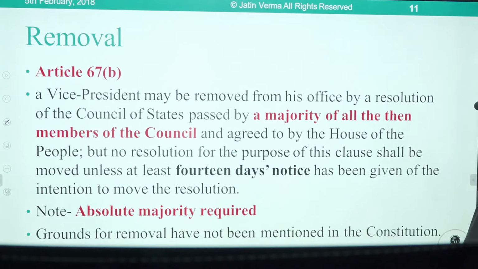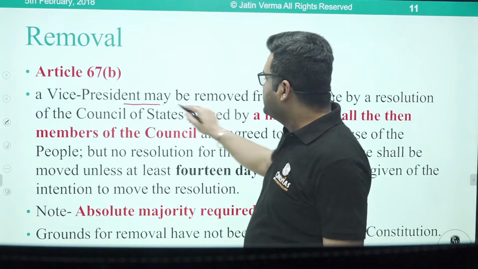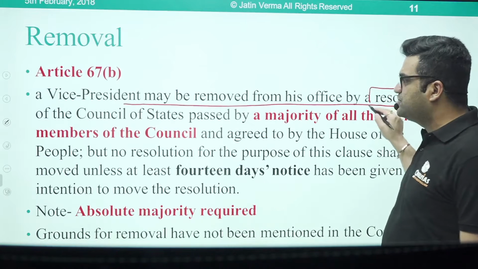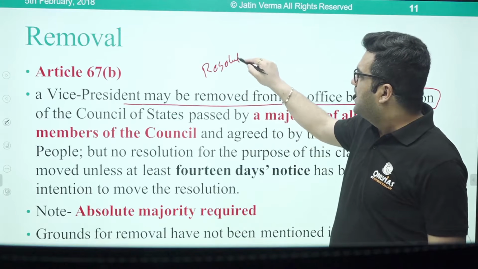Now, removal: Article 67 talks about the removal. A vice president may be removed from his office by a resolution of the Council of States only. So a resolution of Rajya Sabha alone will be enough.